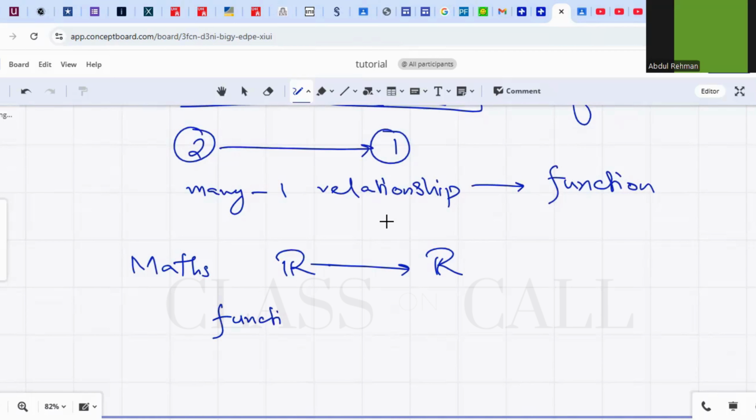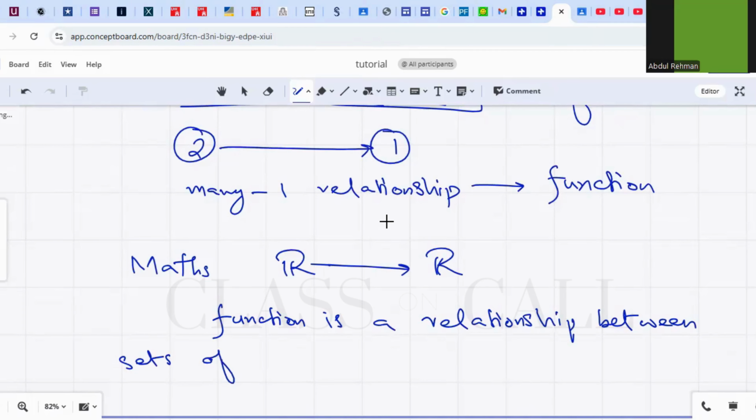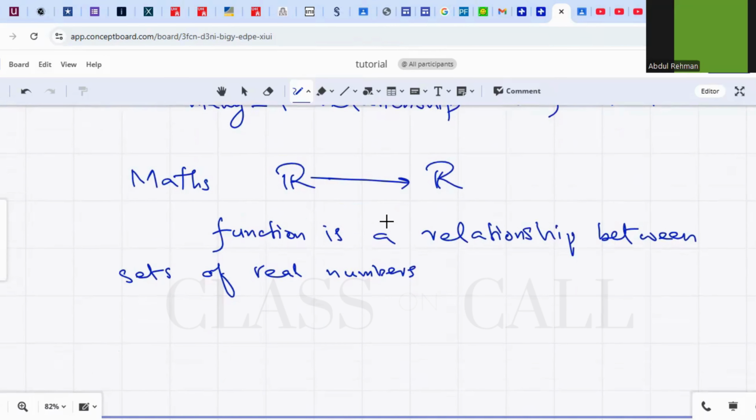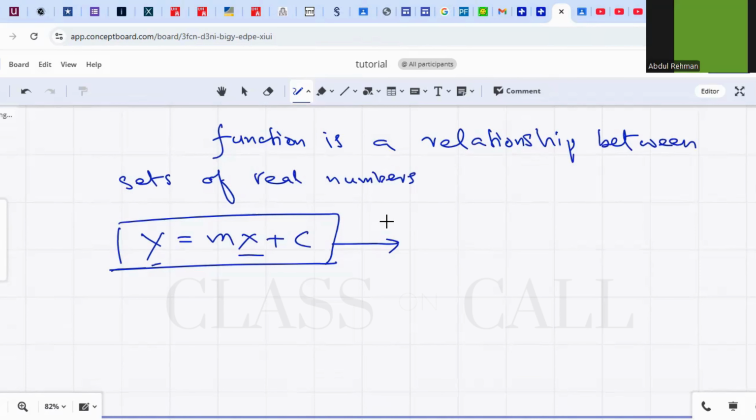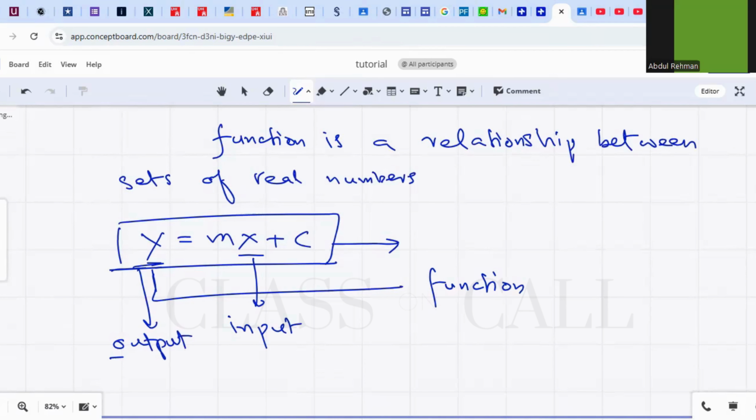And so the function is a relationship between sets of real numbers. Okay. And so we have a famous equation of a straight line, y equals mx plus c, and we all studied it in our elementary grades. And so here, this thing is also a relationship. And by the definition of a function, it is also a function. Here, x is an input, and y is an output. And m is basically a constant, and c is a constant as well. And so this is a function. For each input, there is a unique output. And so it's a one-to-one function.